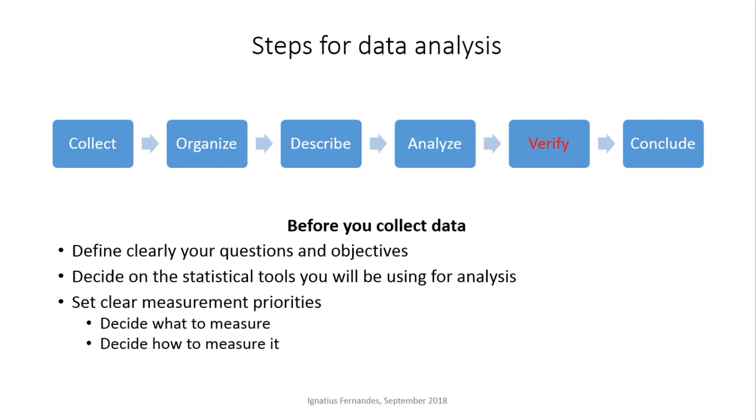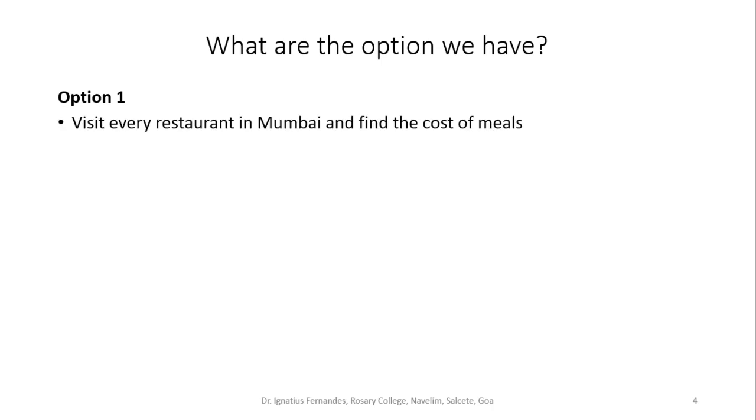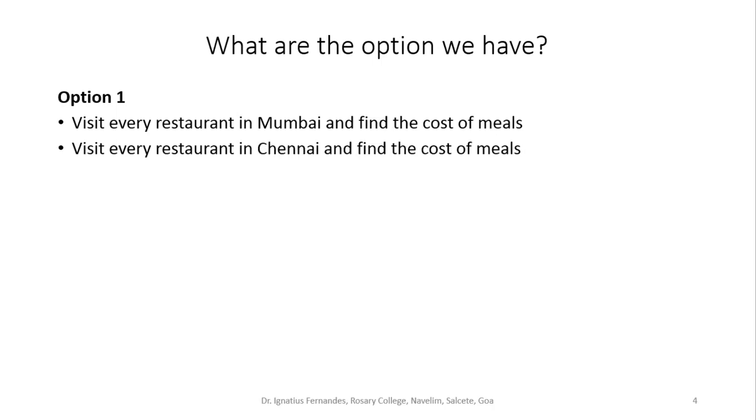Decide what you are trying to measure and how you are going to measure it. Now in this case, you are trying to find out the cost of meals. So it will be sort of numeric data. It will be the cost of meals in rupees and so on. Now what are the options that we have? In this particular question, one option that I have is we visit every restaurant in Mumbai and find out the cost of meals. The same way, visit every restaurant in Chennai and find the cost of meals. And then you compare the cost and decide which is the city which is cheaper.